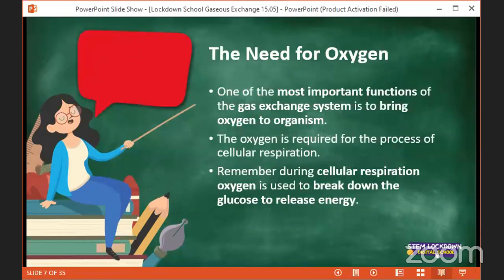And we also looked at why our bodies need this particular oxygen. We said that oxygen is required for cellular respiration. And remember guys, in aerobic respiration, we have the breaking down of glucose, and that process is called glycolysis, right?